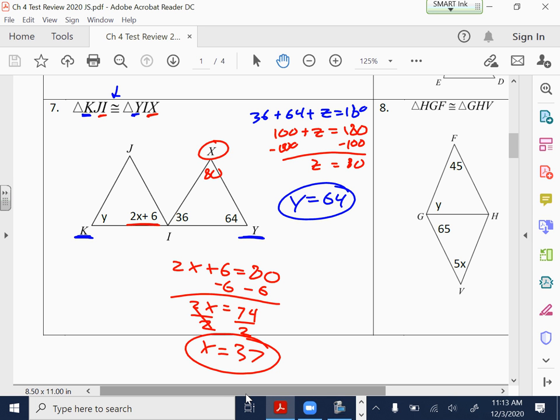Now make sure you're careful with that. Again, one of the things that I have done wrong is that since this is angle x up here, I solved for that one instead of variable x, so make sure you're being careful with that. But that one, x should be 37. So moving on to the next one.